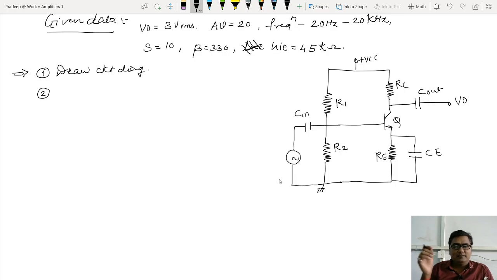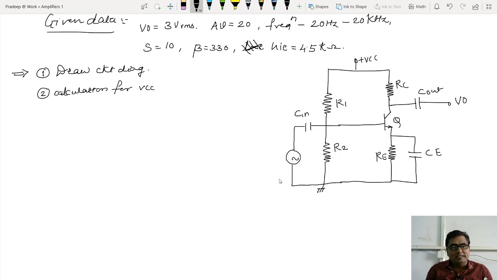Now, things are given: output voltage is given, gain is given. The only and the most important thing that drives the amplifier is VCC, the supply voltage, which is not given. So I need to calculate that first. Let me write the second step as calculation of VCC.